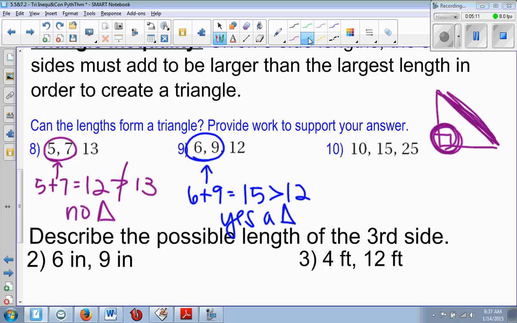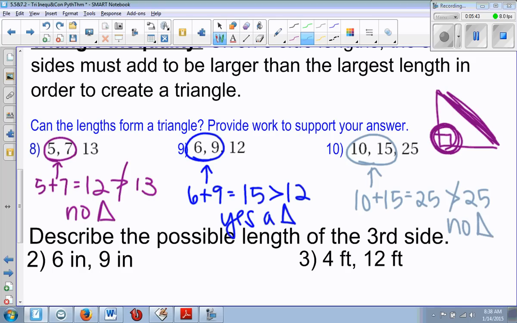The last set, my two smallest sides are 10 and 15. If I add 10 and 15, I get 25. Now here becomes the question. Is it okay for it to be equal to the third side? The answer is no. It has to be greater than the third side. Even if it's just 0.1 greater, it has to be greater. So if I add up the two smallest sides and they equal the third side, I cannot make a triangle using those lengths. So in this last problem, no, there is not a triangle.